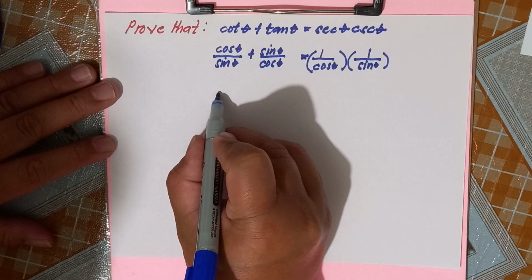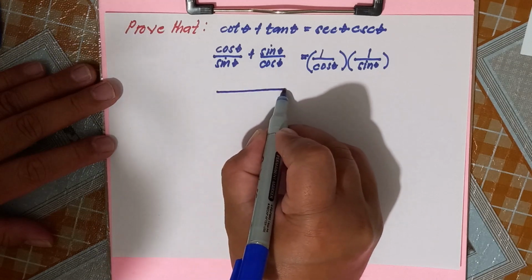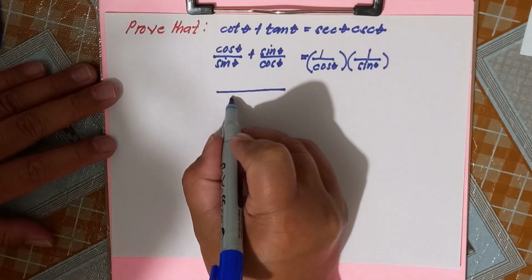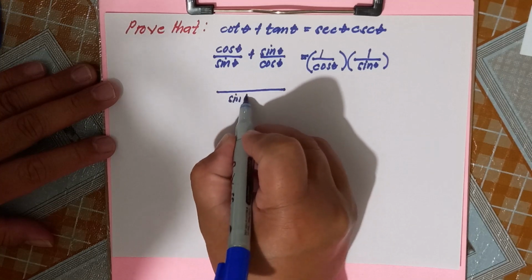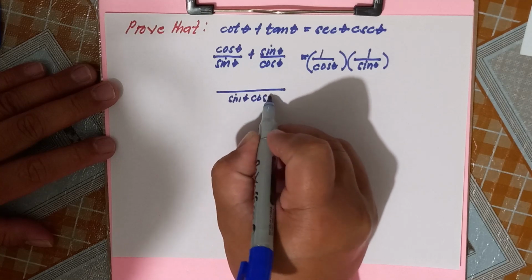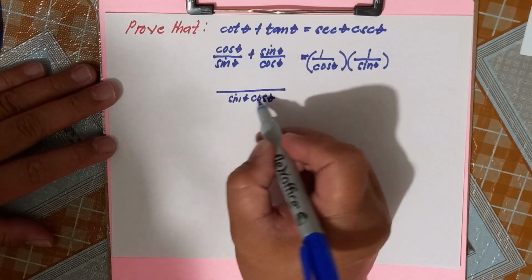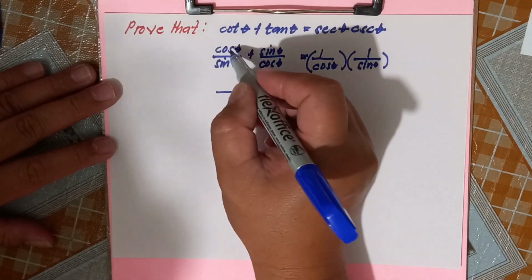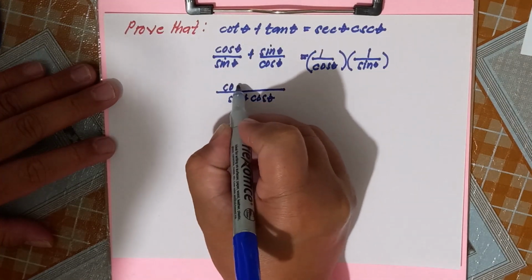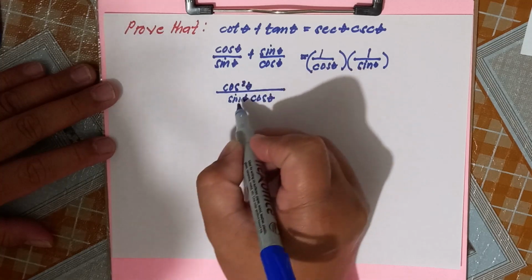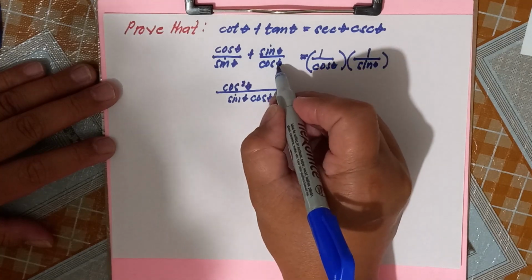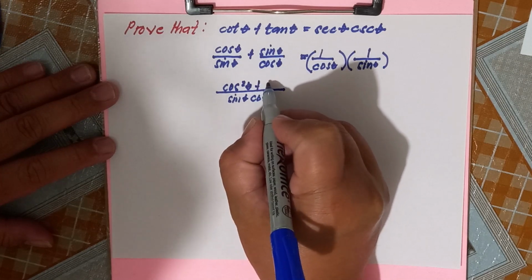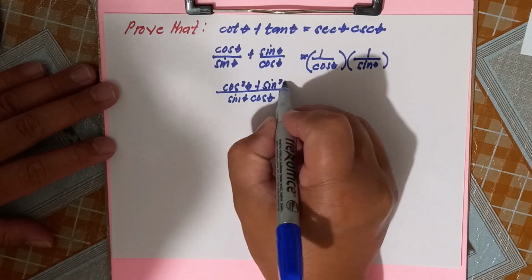Of course, if we are going to add fractions, we have to get the LCD. So what is our LCD here? That is the product of sine theta and cosine theta. Now, sine theta cosine theta divided by sine theta is cosine theta, multiplied by cosine theta, gives cosine squared theta. How about this one? Sine theta cosine theta divided by cosine theta gives sine theta, multiplied by sine theta, gives plus sine squared theta.